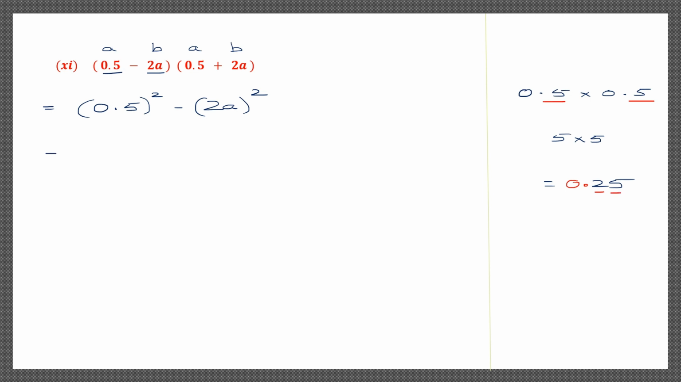So here we have 0.25 minus, and here we have 2a the whole square. So first multiply 2, 2 times 2, 2's are 4, and then multiply a twice. a into a is a square. So what is our answer? 0.25 minus 4a square.